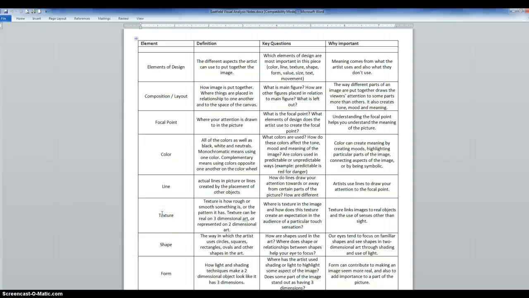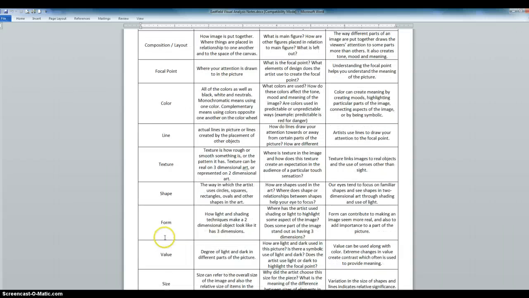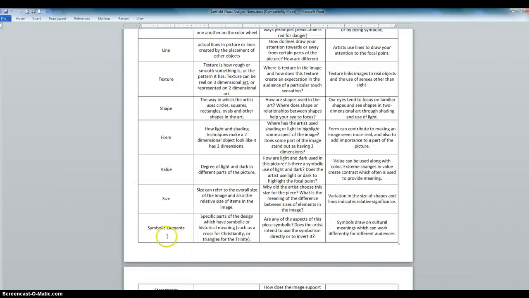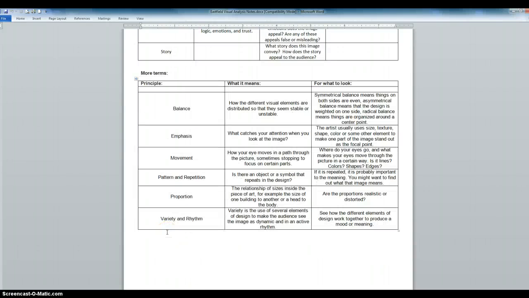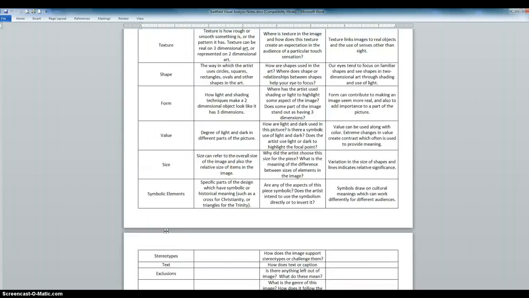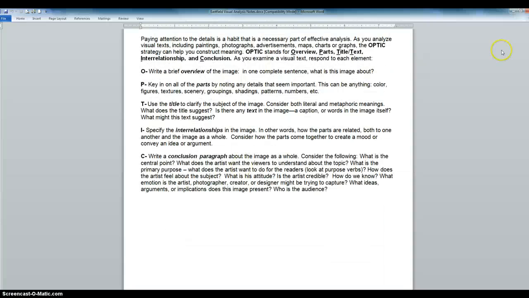If you scroll down, here are some more details in terms. These are the elements of design. In some of these images, you might want to consider the focal point or the color. Or is it monochromatic? Is there one color that stands out more? How is it organized? And just consider how your eye moves across the image. So these notes are essential to analysis, and you need to look over them before you begin.